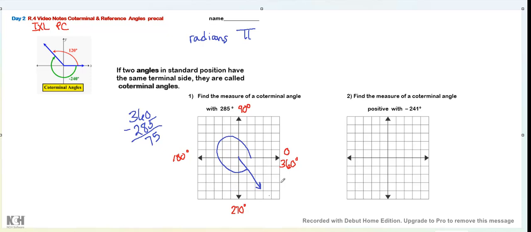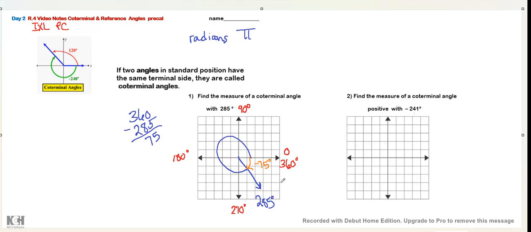So this right here is a positive 285 degrees. Now we've got to find the negative angle right here. Well, we've already said there's 75 degrees left, so negative 75 degrees would get us in that same position for the coterminal angle on that one. All right, moving right along.